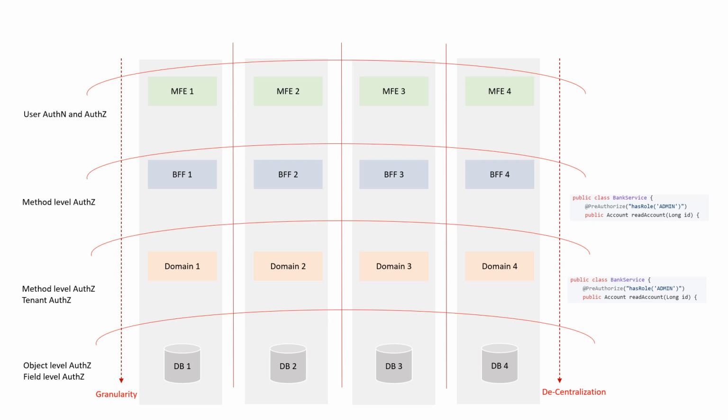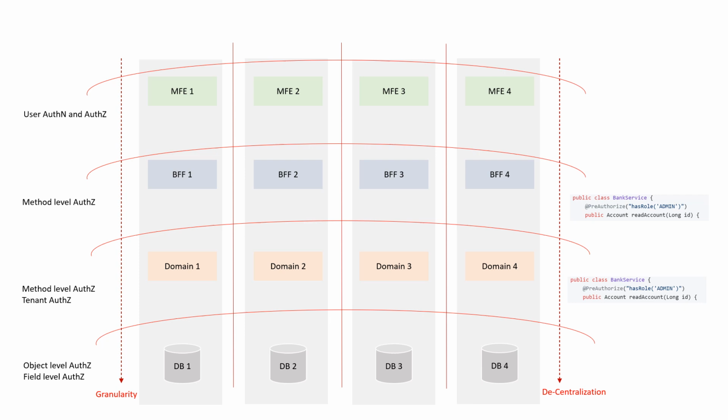As we move down the layers, the granularity increases. Note, a method level check provides the user access to all the objects of any particular type. For example, a user admin role will have access to the account object, or all the rows in the account table in the database. Whereas at the MFE layer, we check the user is authorized to access a particular module. Now inside that module there can be many classes, and the user authorization to those classes can be checked at the BFF or the domain layer.